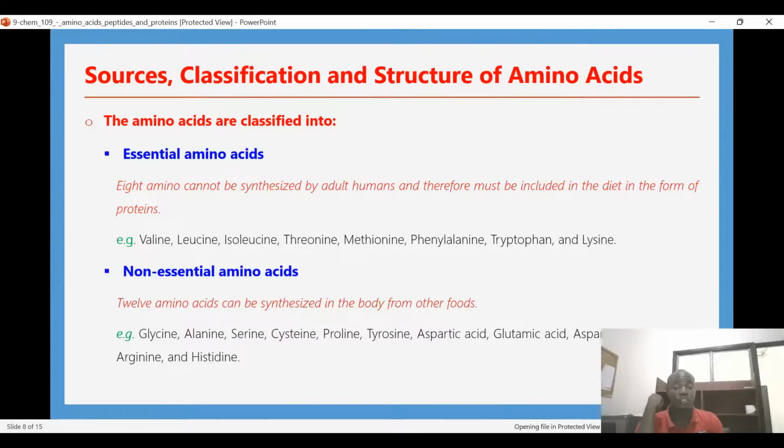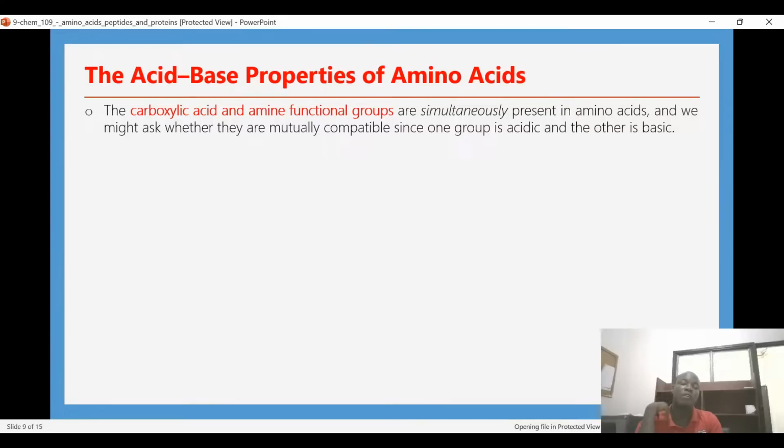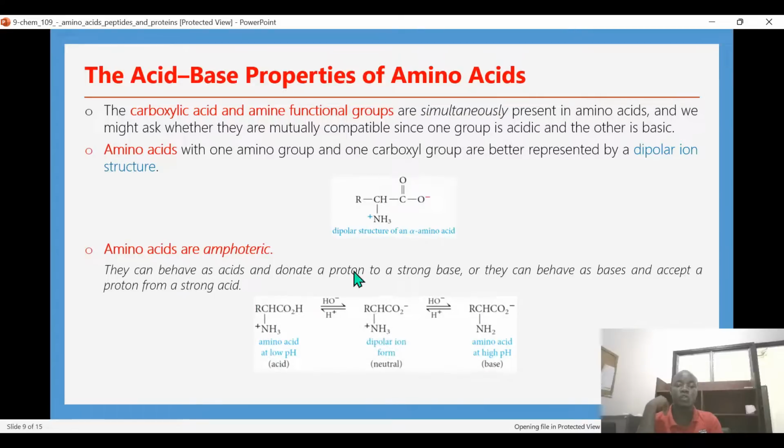So this is the classification of amino acids based on their destiny. So we have what we call the acid-base properties of an amino acid. Generally, if we look at the structure of amino acids, it has both a carboxylic group and an amine functional group. It means that it has both an acidic functional group and a basic functional group.